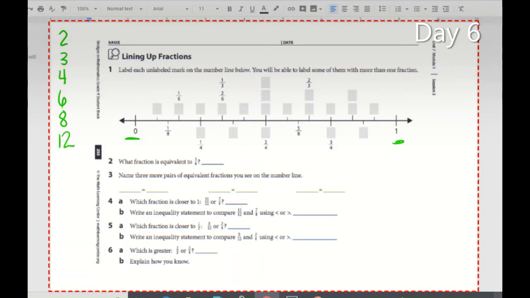So my suggestion would be to go through and start and fill in. Where would you put 1/2? Where would 1/3, 2/3? How about fourths, then sixths, eighths, and then fill in the twelfths where they would go. And then for the bottom, numbers 2 through 6, you're just going to be using that number line that she just explained to answer the questions.